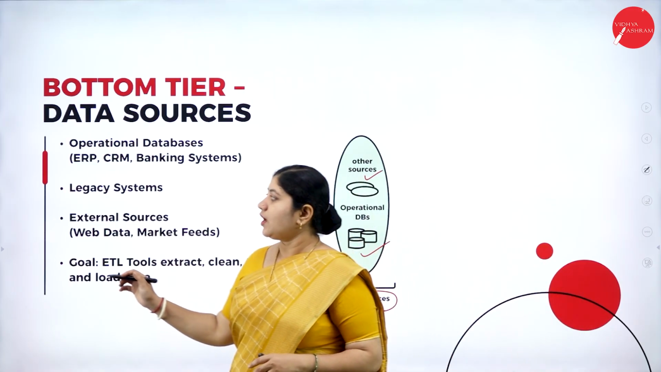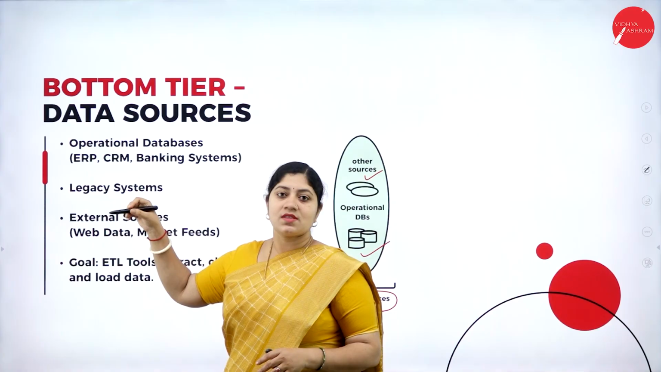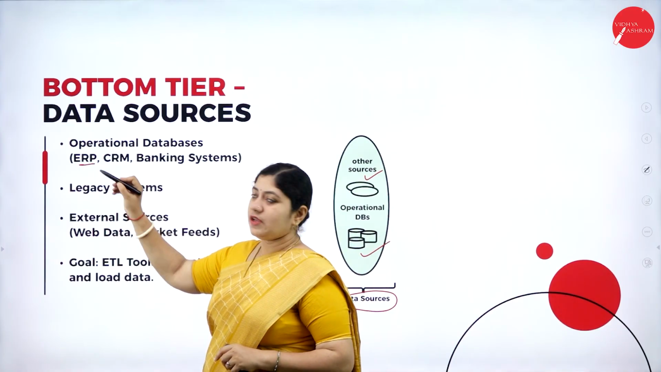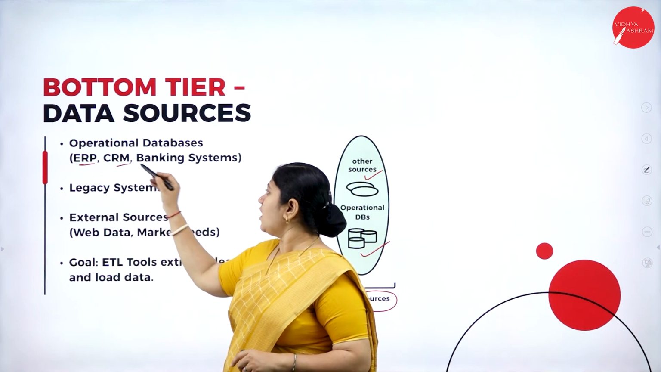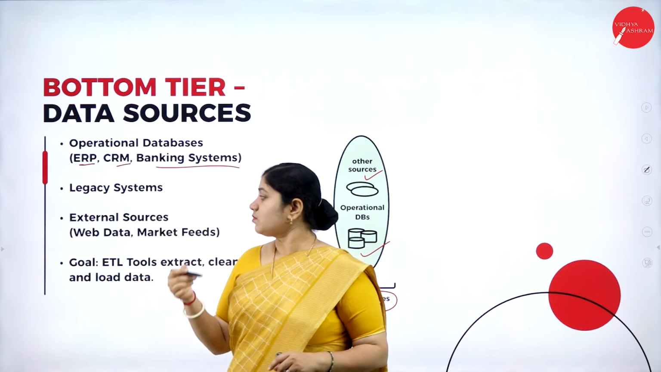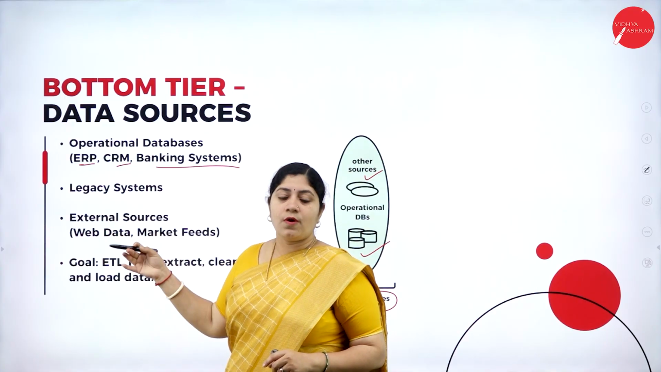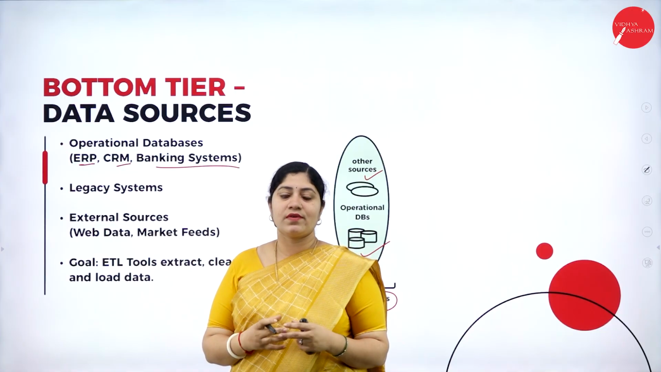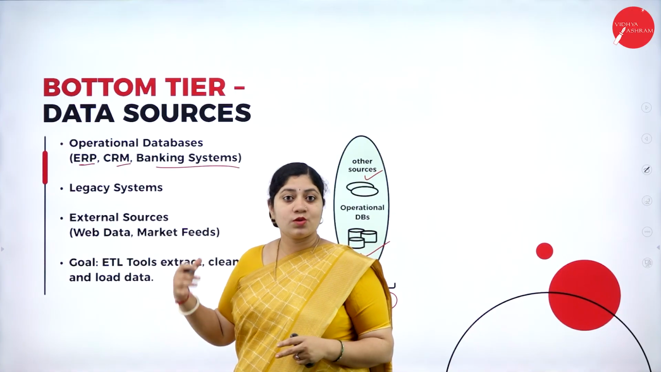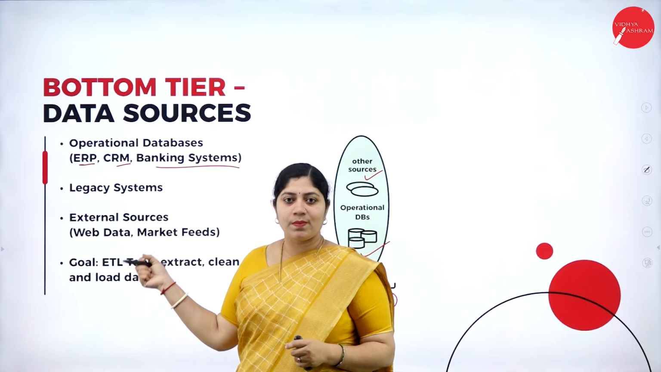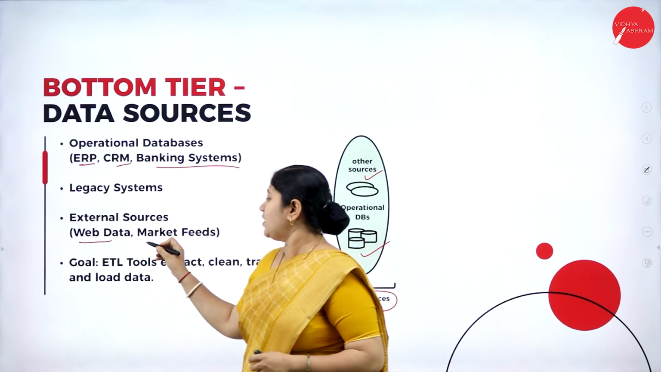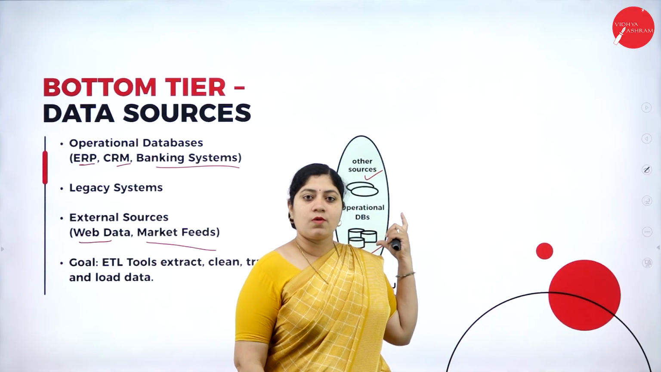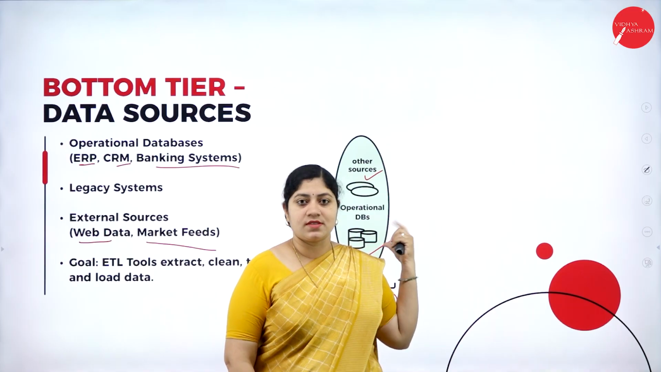Now let's move forward and understand what the operational database consists of. It consists of ERP, then CRM information, as well as banking systems, followed by this, which forms a complete legacy system. Why is it so? Because each holds data from various systems, right? Also, it will be holding information from web sources, where all the web data as well as market feeds will be there, or we can also expect that under this.